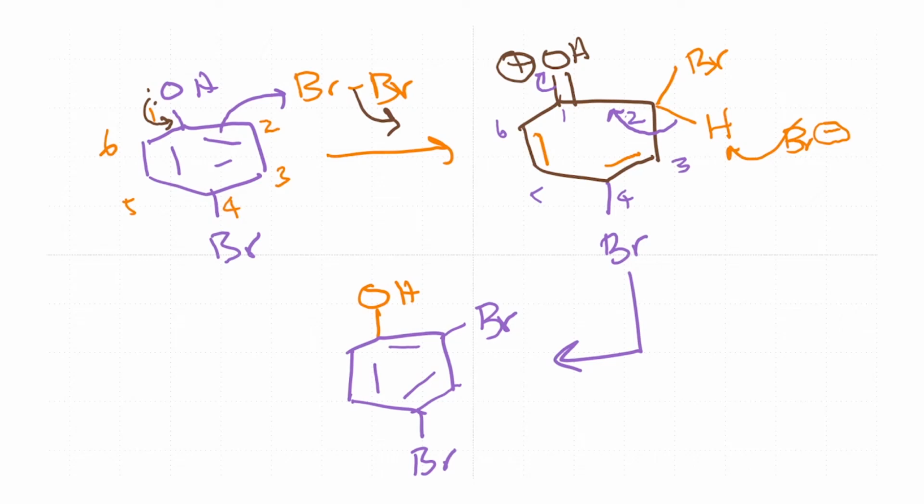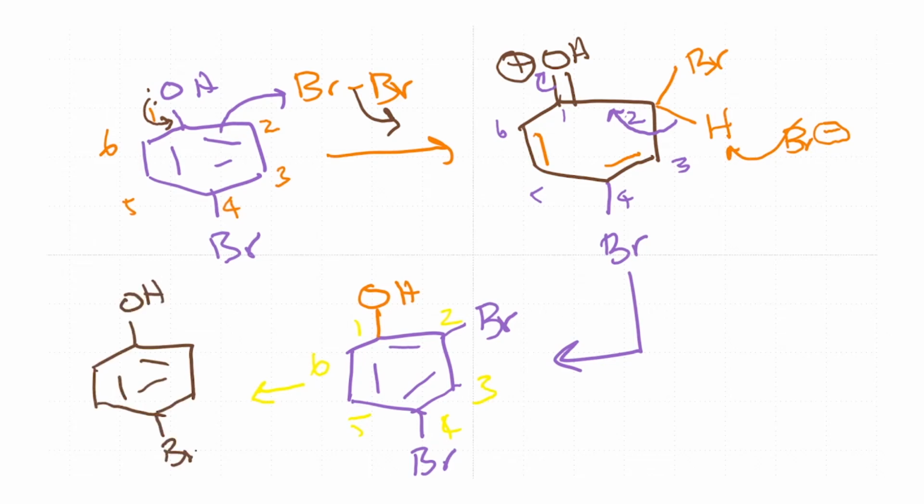And just to complete the numbering, this is 1, 2, 3, 4, 5, and 6. Okay, so this is how the second bromine adds in, there's a substitution reaction. Now I will let you work out the details of the addition of the third bromine, and so the final product that you get would be OH, Br, Br, and Br.